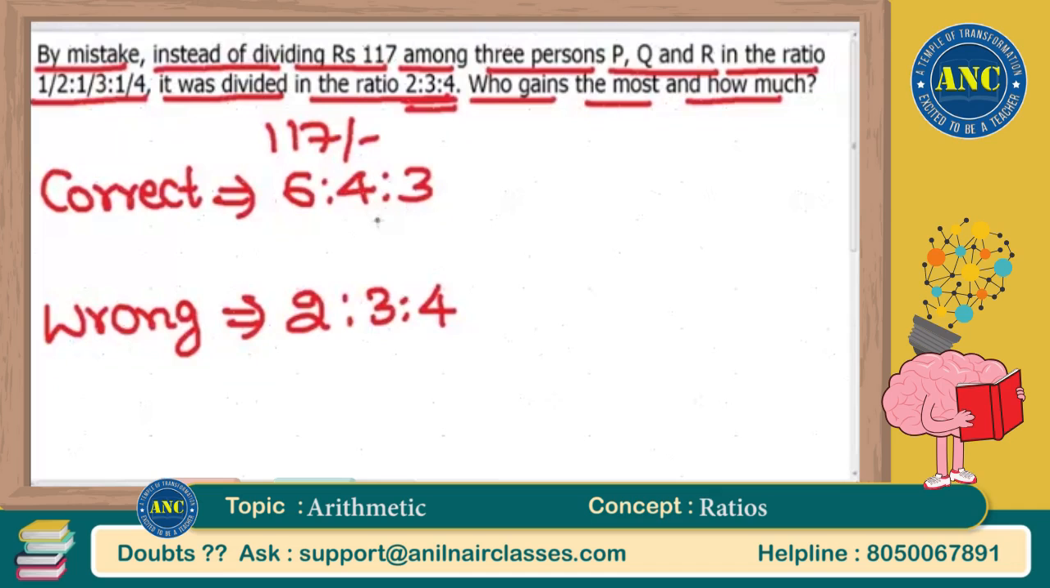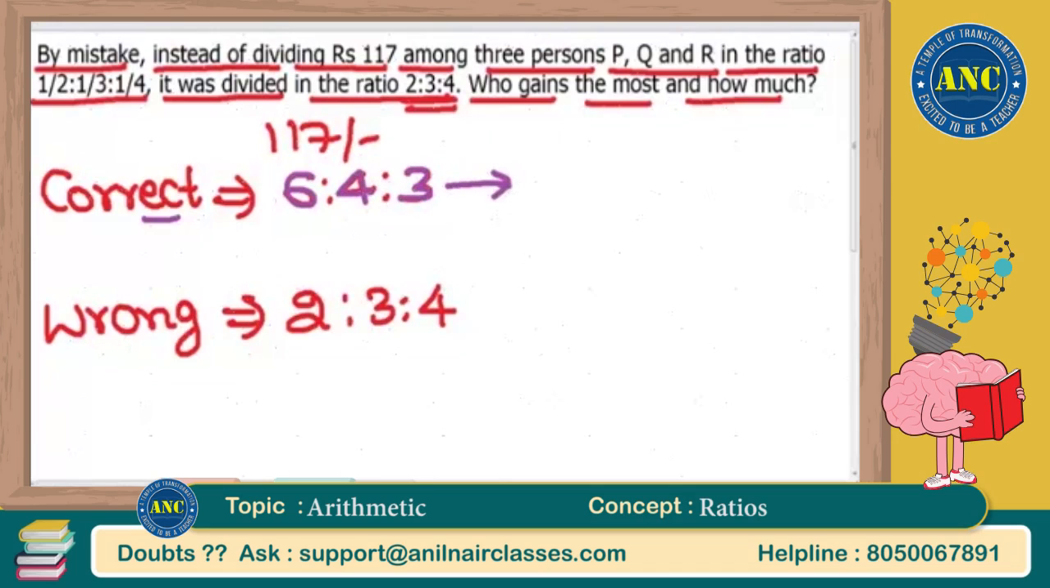Now listen to this carefully, sir. Can I say that instead of using method 1 which we used in the previous problem, total money shared is 117, out of 6 plus 4, 10, 10 plus 3, 13. A simple way of analyzing. Can I say that according to ratio, suppose if I divide correctly, if I divide in the correct ratio, P should get 6 rupees, Q should get 4 rupees, R should get 3 rupees.